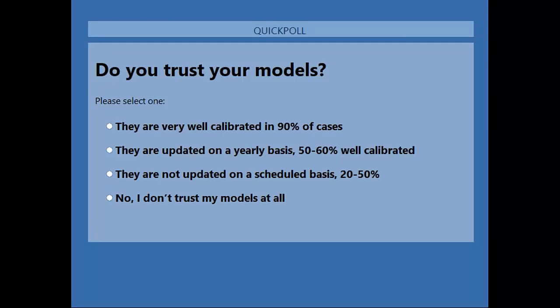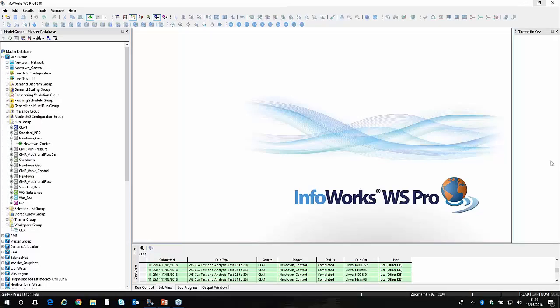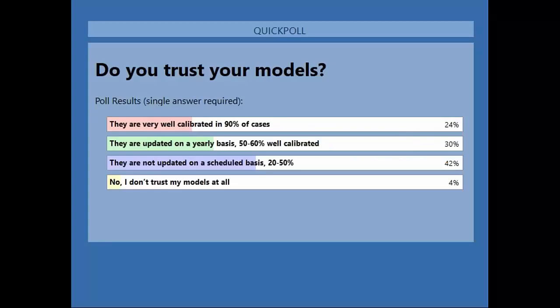The answer can be: they are very well calibrated, 90% of the cases; between 50 and 60%, I trust my model; 10, 20, or 50; or, I hope not, no, I don't trust my model at all. I really hope that not a lot of people are going to choose this last option. So I'm going to close the poll now and share the results.